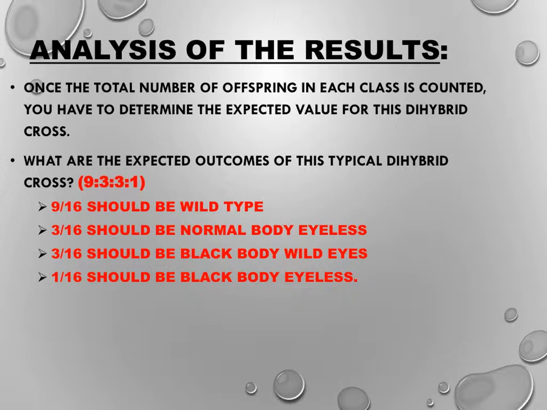Okay, so you can use these values, these sixteenths, if you will, so 9/16, 3/16, 3/16, and 1/16, to figure out what your expected numbers would have been if you had not already done this experiment. What would you have gone in expecting under these conditions?